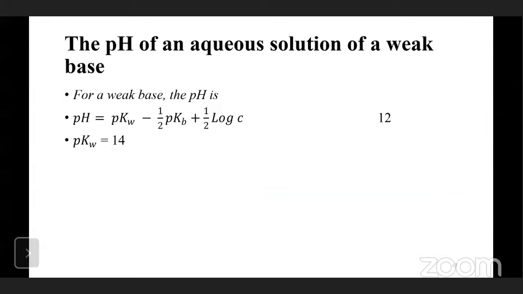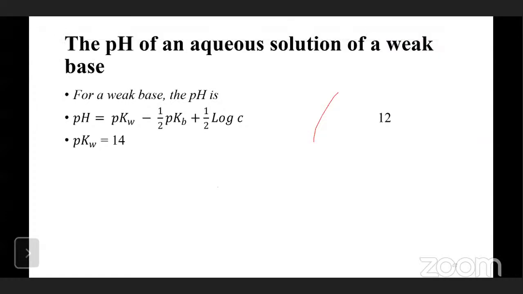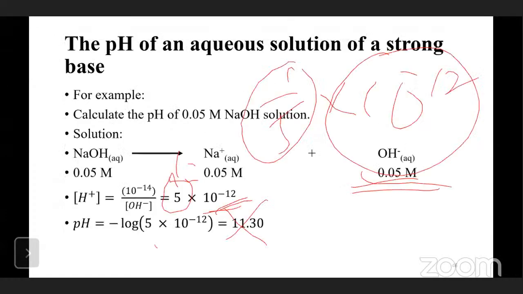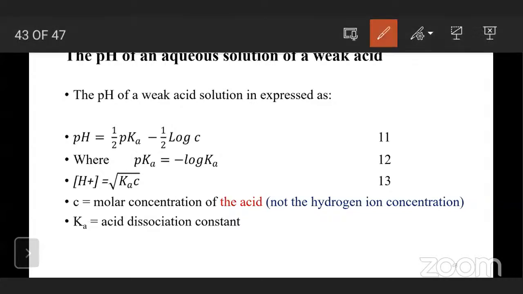pH of an aqueous solution of a base. Very briefly, let's just consider this. Okay? If you have a weak base, just remember the way we treated the weak acid. For the weak acid, we said that the pH is half pKa minus half log C. But for the base, you will have to introduce into the expression some OH.